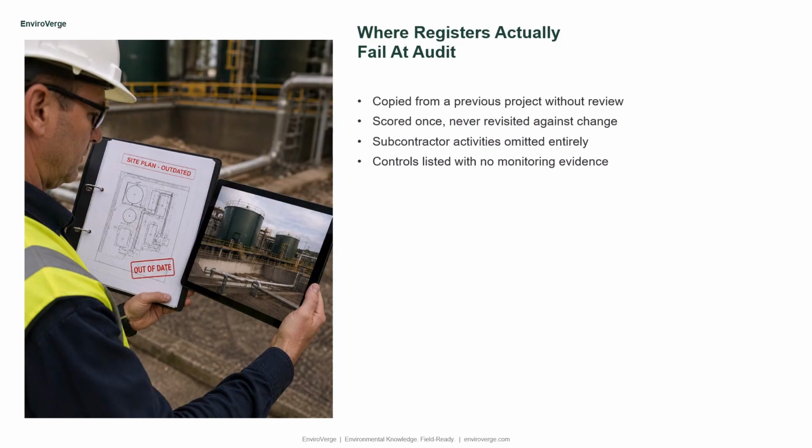These are the most frequent findings raised against registers at audit. Entries copied from a previous project without review. Significance scored once and never revisited. Subcontractor activities omitted entirely. Controls listed with no monitoring evidence attached. Each of these is preventable with a scheduled review cycle.